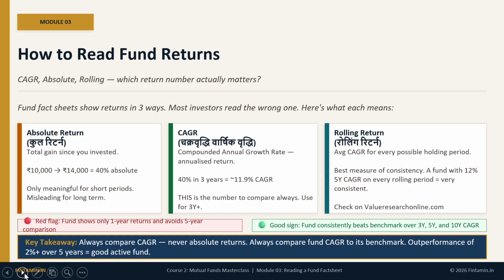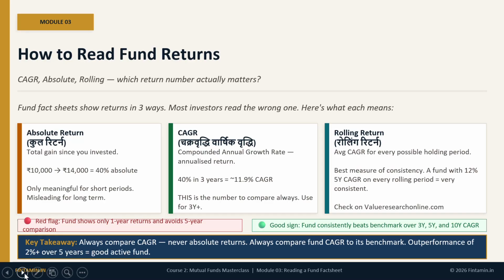CAGR, compounded annual growth rate, is the annualized return. It tells you what percentage you earn per year on average. 40% in 3 years equals approximately 11.9% CAGR. Always use CAGR for comparison, especially for anything 3 years or longer.